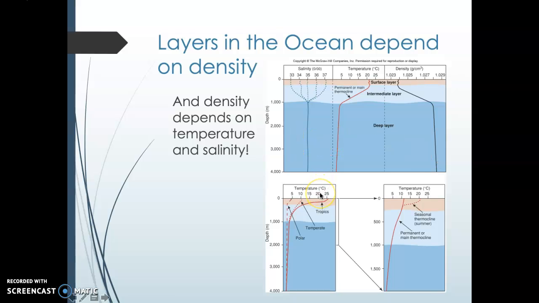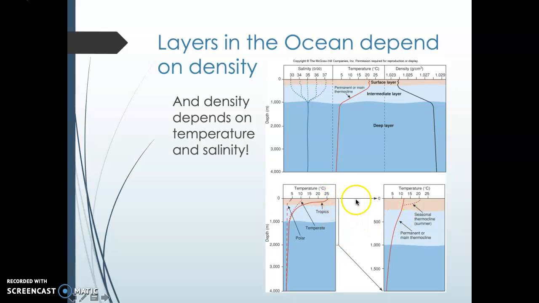If we zoom in on temperature and we look at the tropics, the temperate, and the polar regions, which you can see here with these different lines, you can see the polar region has less of a thermocline. The temperate region also has less of a thermocline, and it's the tropics that has the biggest thermocline, especially through the intermediate layer. And this is because it's so warm on the surface layer and has that big thermocline and then that solid deep layer that's stable.